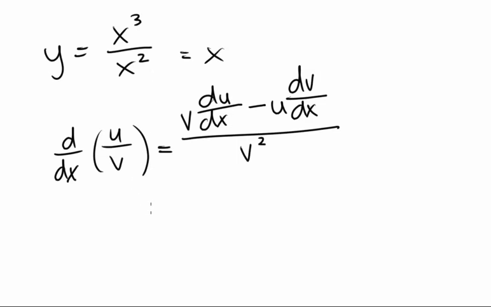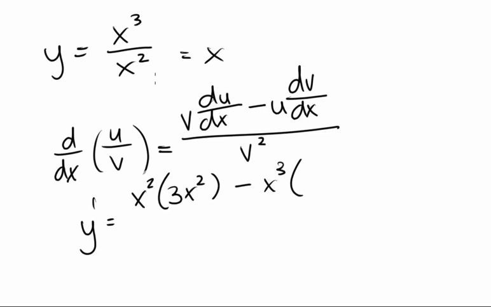All right. So first we're going to do v. So let's see, y prime. All right. So v is x squared times the derivative of u. U is the numerator, which is x cubed. So it's going to be 3x squared minus u, which is x cubed, times derivative of v, which is going to be 2x, all over v squared.